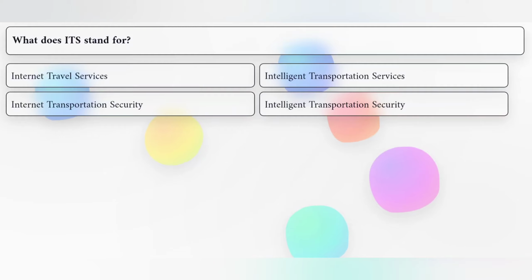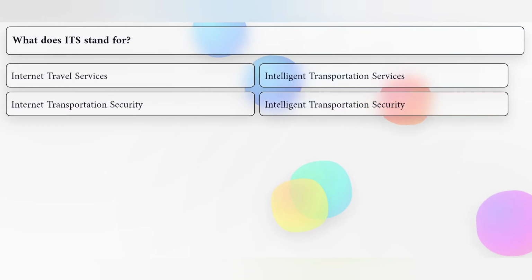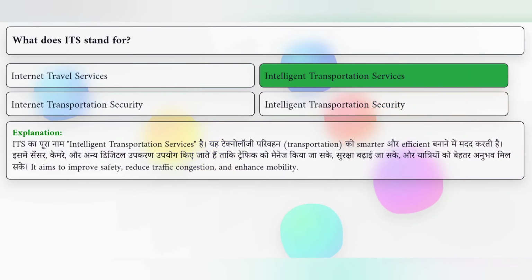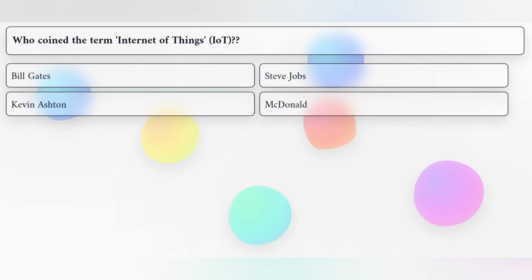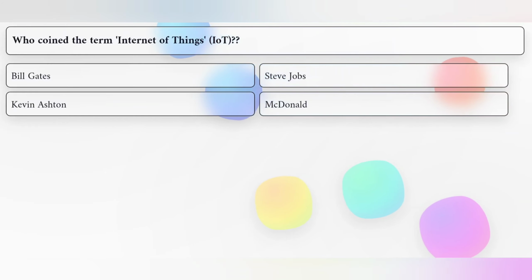What does it stand for? Internet Travel Services, Intelligent Transportation Services, Internet Transportation Security, Intelligent Transportation Security. Who coined the term Internet of Things, IoT? Bill Gates, Steve Jobs, Kevin Ashton, McDonald.